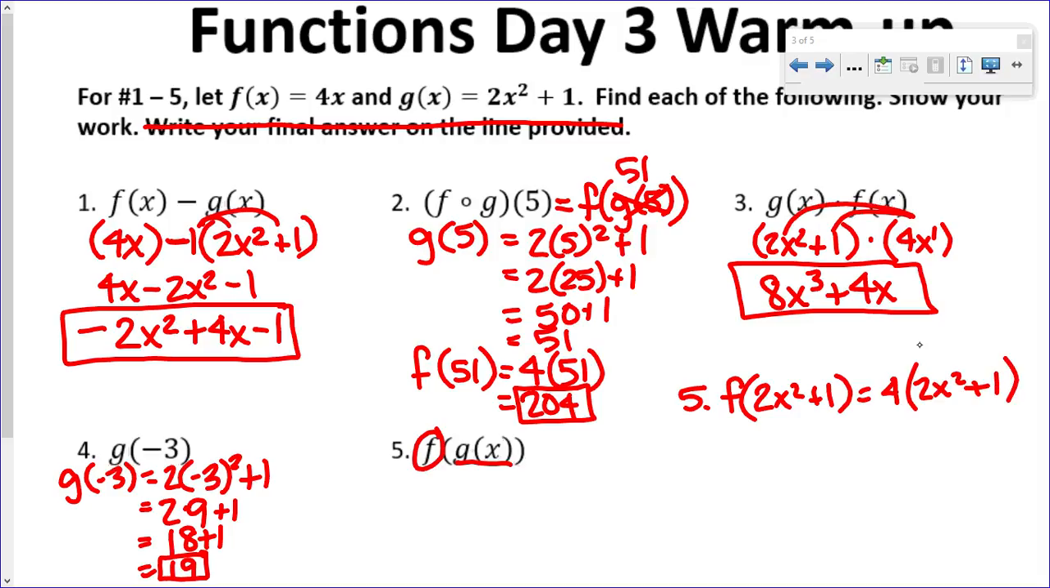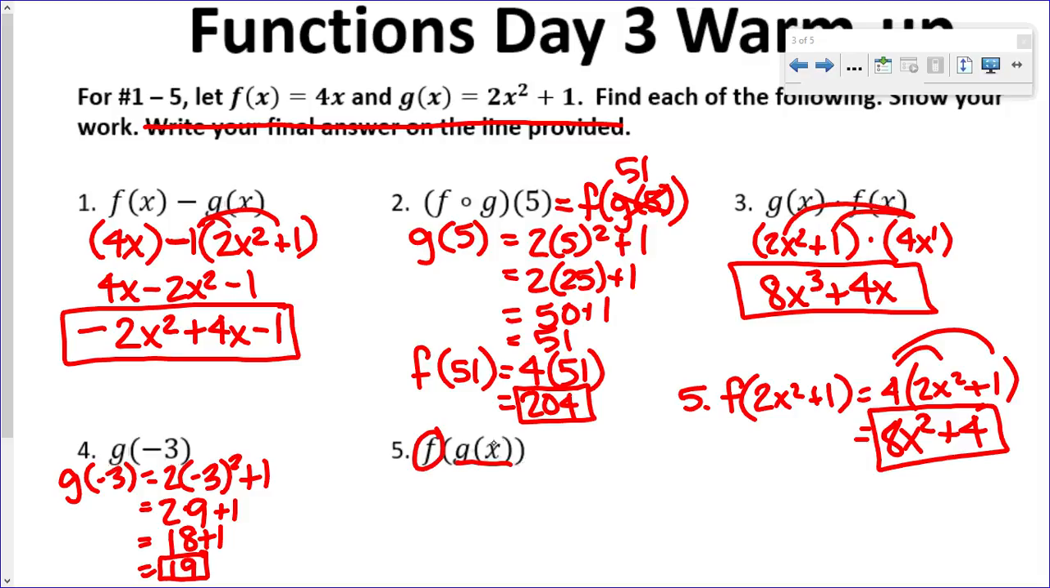And then now I just have to distribute that 4. So what that equals is 8x squared plus 4. This is already in standard form, so that's your answer for f of g of x.